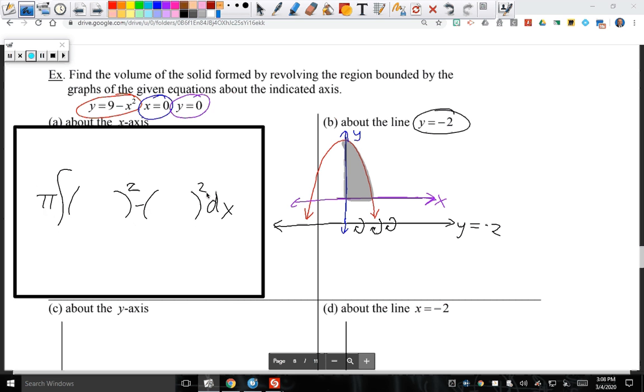Big pi r squared minus little pi r squared. So we GCF'd out that pi. So it's just big R squared minus little r squared. What are my bounds? Still 0 to 3. Now here we go. I'll use black for this first one. From the axis of rotation all the way to the outermost piece of this area with a vertical line, what is the top? 9 minus x squared. Minus the bottom.